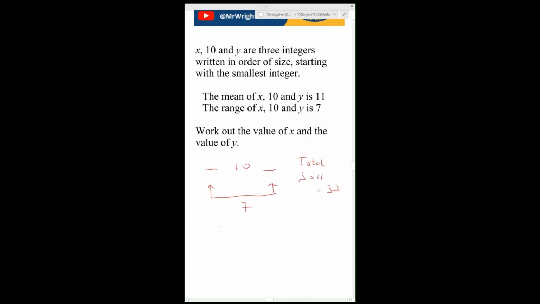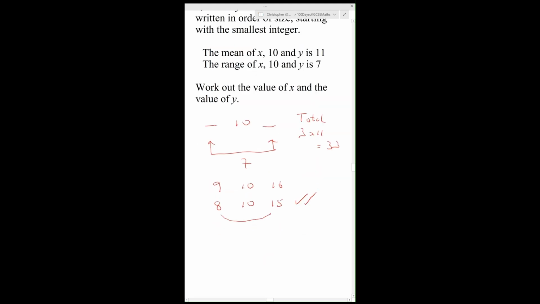So I could try 9, 10, and 16, but that doesn't add up to 33. I could try 8, 10, and 15. It's got a range of 7. Okay, and it adds up to 33. So that works. So the answer is x is 8 and y is 15.